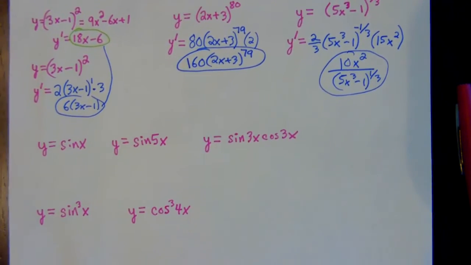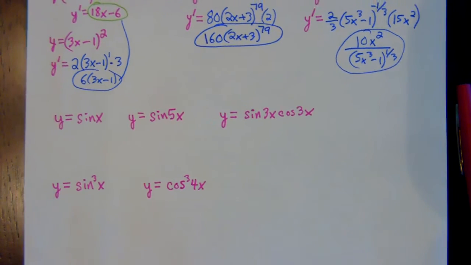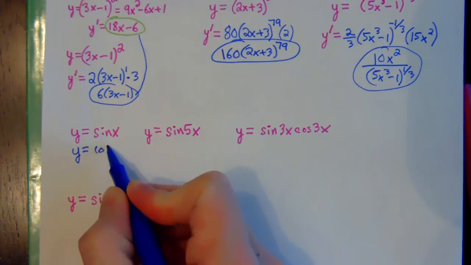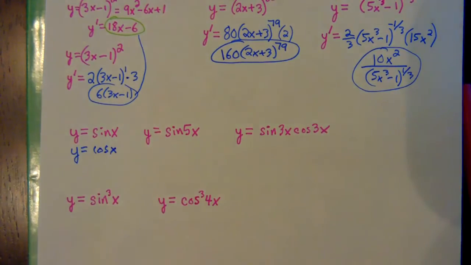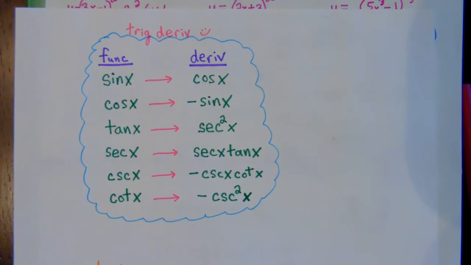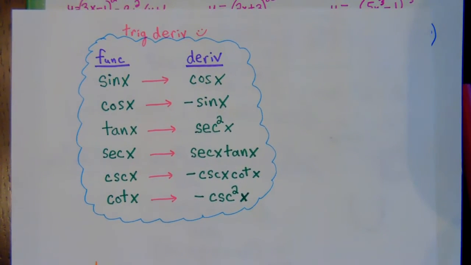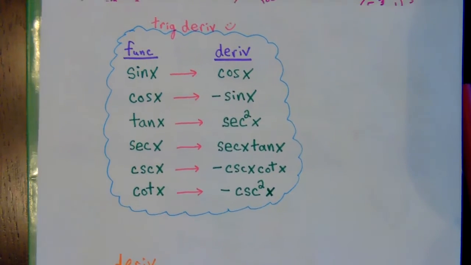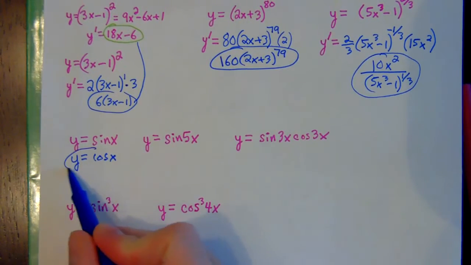All right, now let us go to some trig problems. We already know that the derivative of sine is cosine. And if you need a review of your trig derivatives, you should have this in your notes already. There it is, nice and colorful. Got to make sure we have all those down. And now if I have the derivative of sine of x, that's going to be cosine of x, right? That's just your answer right there.